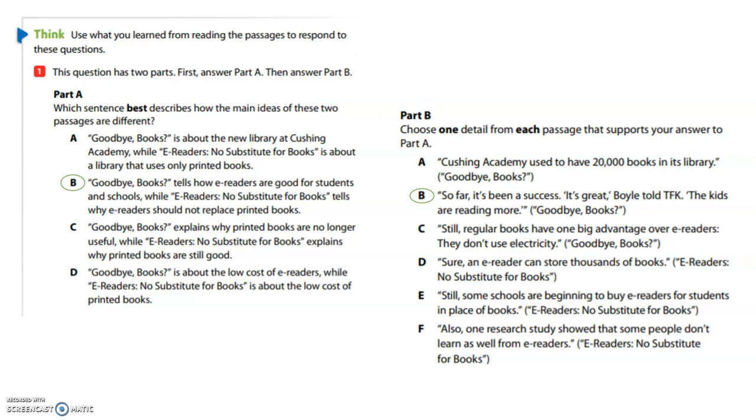If you chose answer choices B and F, you are correct. These details support the ideas that Goodbye Books shows how e-readers are working in one school, and e-readers is clearly against the use of e-readers instead of printed books. So your answer choices should have been B and F.